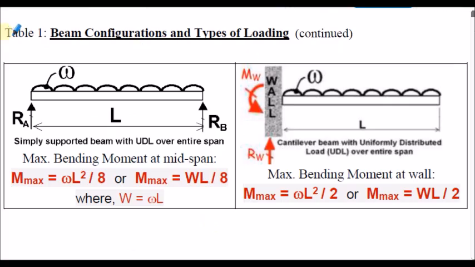Here's our table 1, beam configurations, types of loading continued. On the left hand side we now have a UDL along the entire length of the beam. The UDL is denoted as shown here and often given the symbol omega.